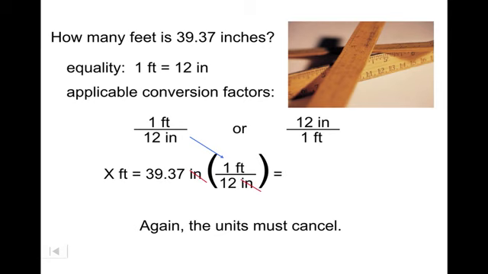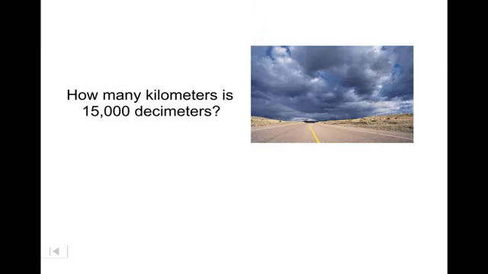Inches cancel out because they're on the diagonal, and it will be 39.37 divided by 12. They should honestly have 4 significant figures. So they began with 4, they should end with 4.